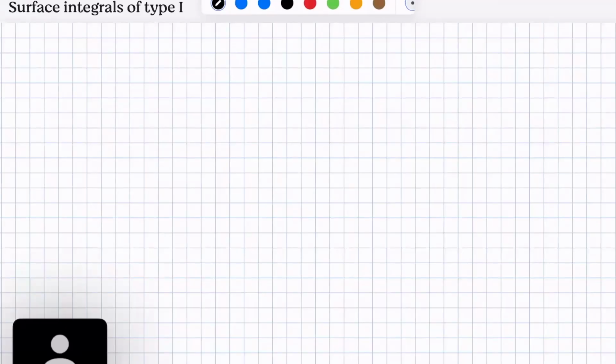In this video, we're going to be talking about the so-called surface integrals of type 1, which is a generalization of the surface area. So these integrals generalize the surface area in the following way.